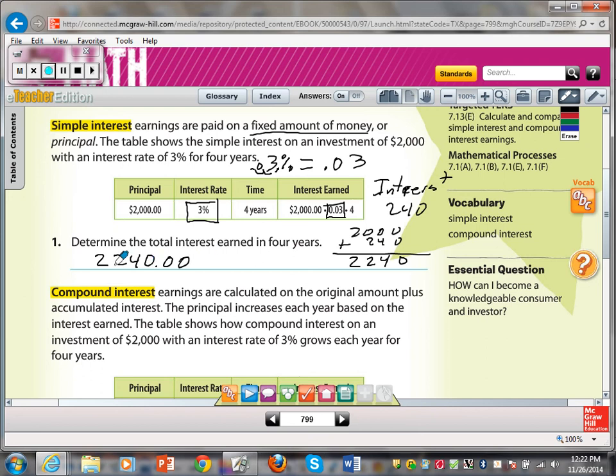So this part right here is the interest that you earn. But then you take your interest and you add it to your principal that you started off with. So we add your 240 plus the 2,000. That means that your new balance became 2,240. So it's good for you because this is money that the bank is paying you for letting them use their money.